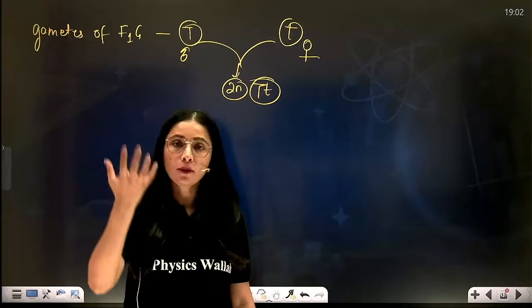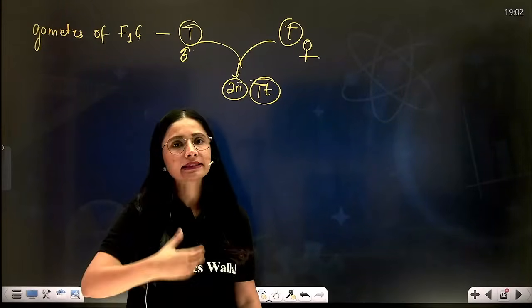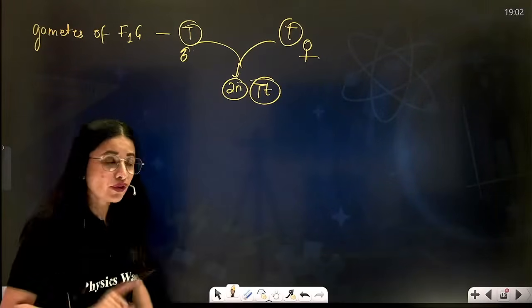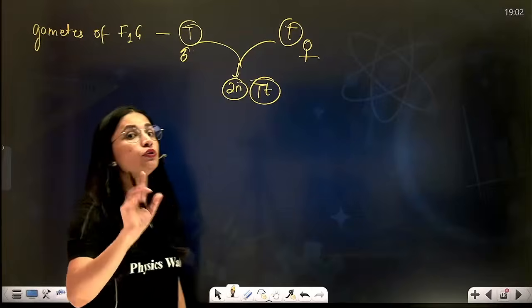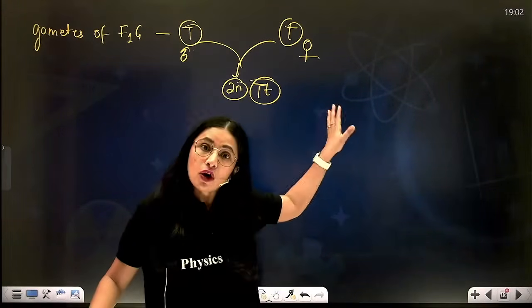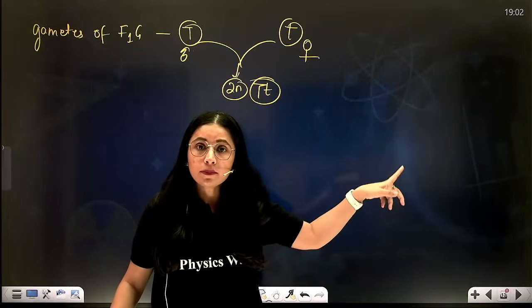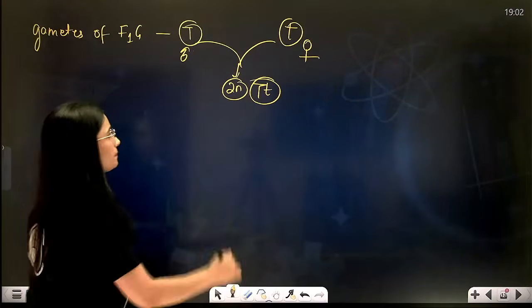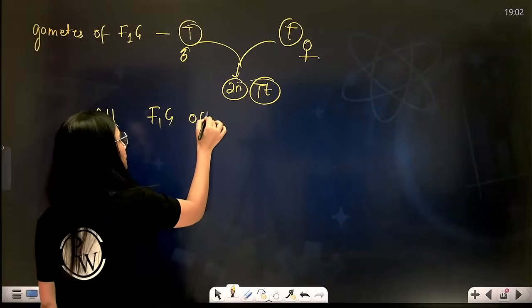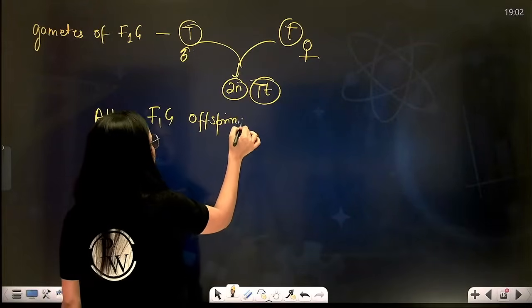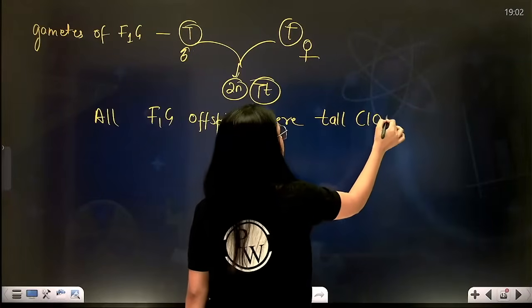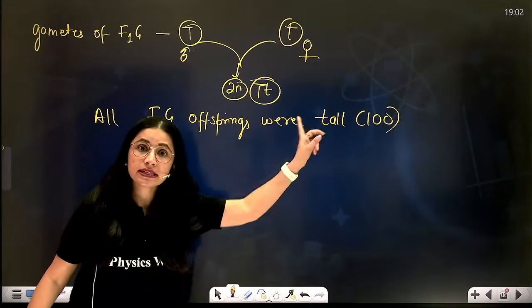Right? Now, all these zygotes will be made to develop. Then what did he do? He obtained seeds, sowed the seeds and grew all the offspring. What did he find? This is the genotype which you can see because I am drawing it for you. But actually, Mendel could not see the genotype. He could only observe the phenotype. So, all F1 generation offspring were tall. Suppose 100 offspring were obtained, all 100 seemed to be tall.